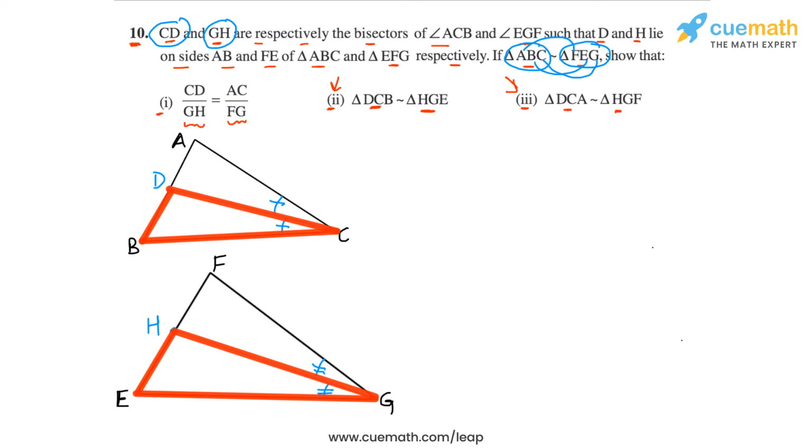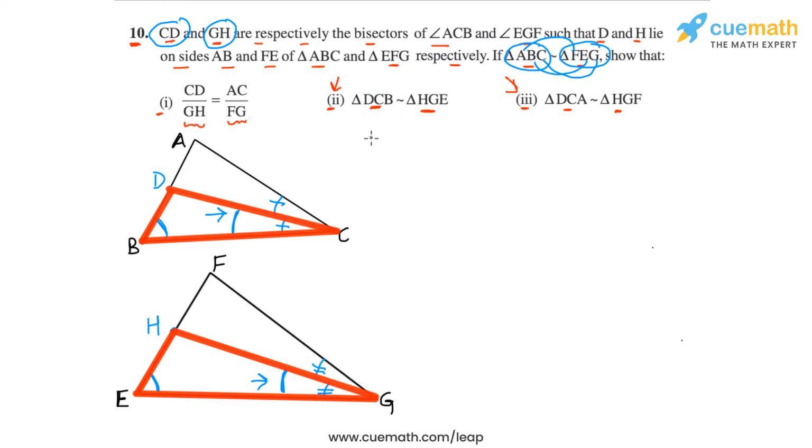So in these two triangles, how can we show that these two triangles are similar? Well, the angles at B and E are equal anyway, because we are given that ABC and FEG are similar. And also this angle here will be equal to this angle here, because this angle DCB is half of angle C and this angle HGE is half of angle G, and angle C and G are equal. So these two angles, their halves will also be equal. So let's write all of this.